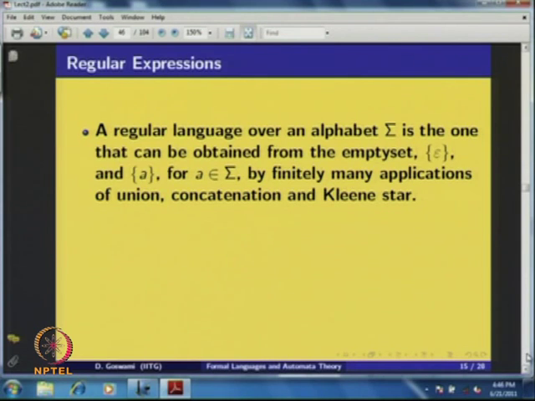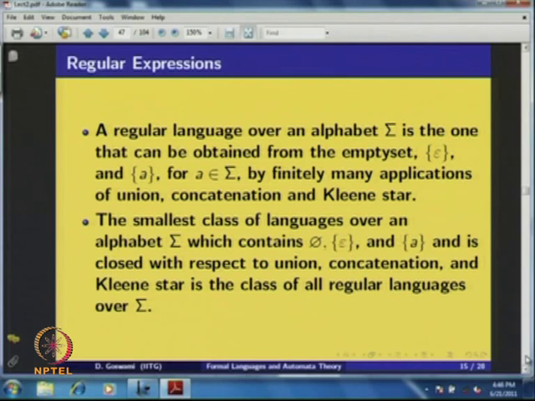So, a regular language over an alphabet sigma is the one that can be obtained from the empty set, singleton epsilon, and singleton A for every A belonging to sigma, by finitely many applications of union, concatenation and Kleene closure. And the smallest class of languages over an alphabet sigma which contains phi, singleton epsilon, singleton A, and is closed with respect to union, concatenation and Kleene closure, is the class of all regular languages over sigma. So, this can be seen from the definition.